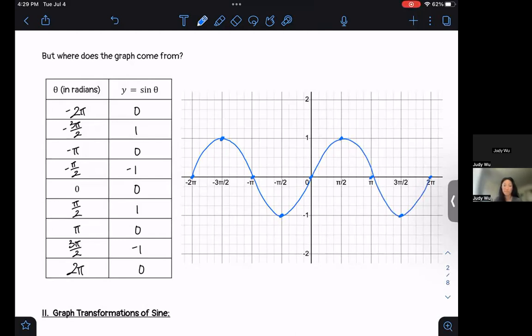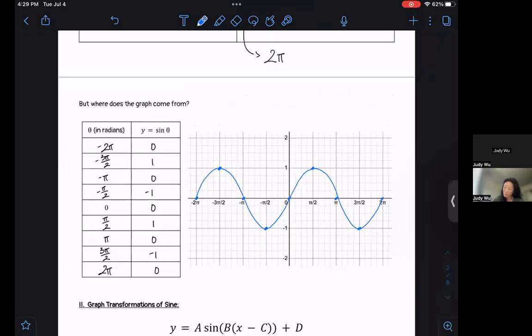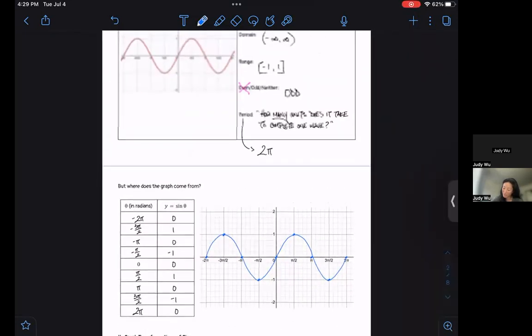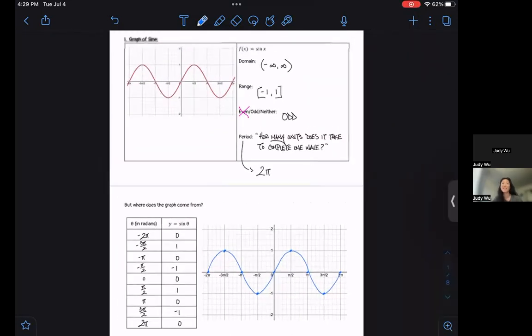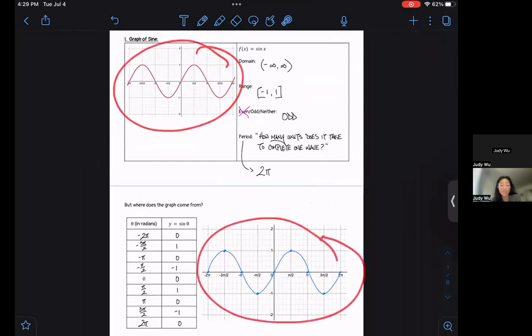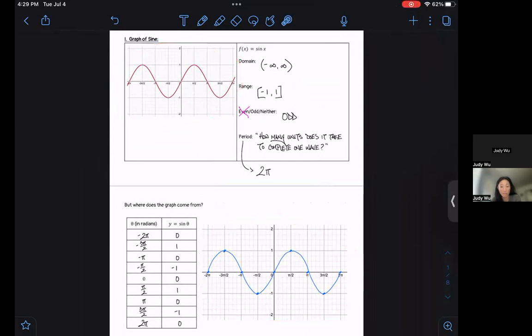Okay. And so even though the Desmos version is probably a little bit more perfect than mine, if you take a look at those two, the red one and the blue one, you can see that we basically end up with the same picture. Okay, so where does the graph come from? The short answer is it comes from the unit circle, all the values from the unit circle.